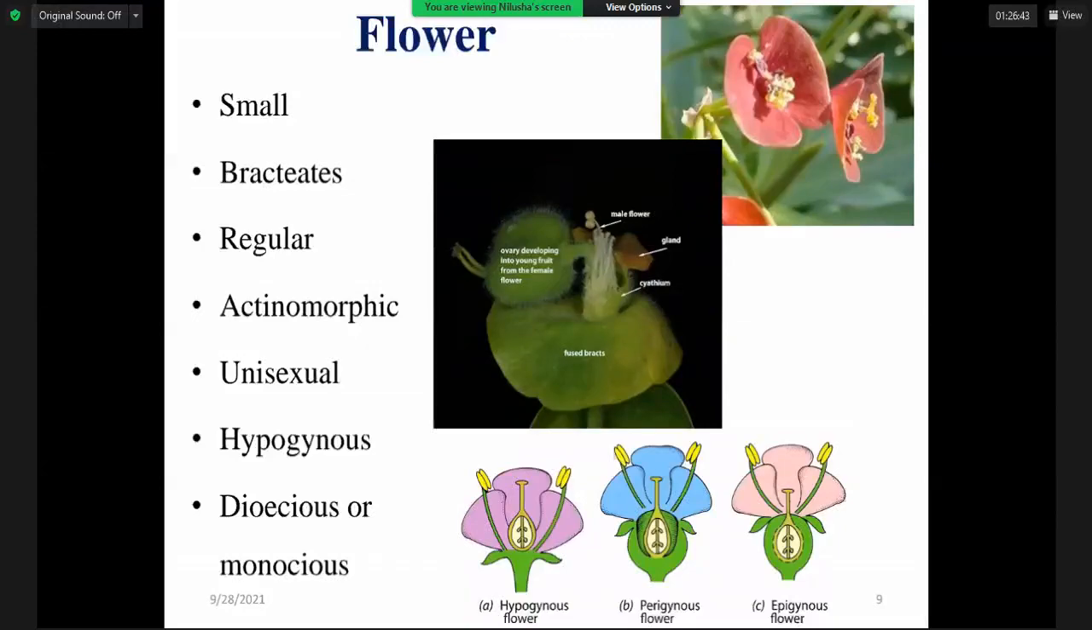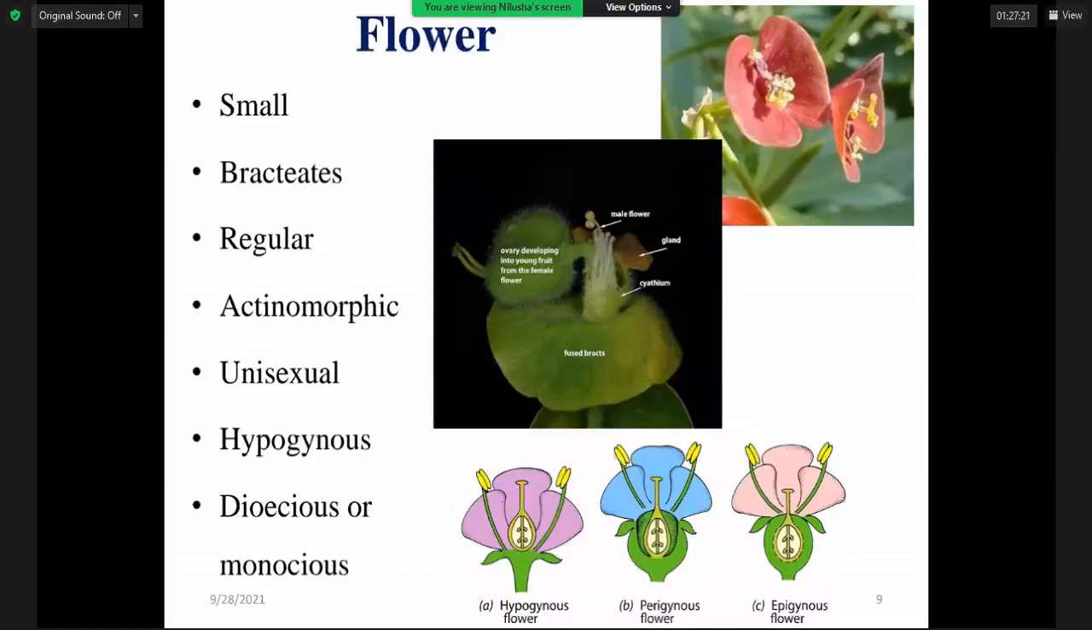In the Malvaceae family, you learned that the flower is a hermaphrodite flower. That means within one flower both sexes are present. But in Euphorbiaceae, the flower is in a unisexual condition. That means both sexes are not available within the same flower. And next one is hypogynous. Hypogynous means that the ovary is superior. The ovary is situated above the calyx part.